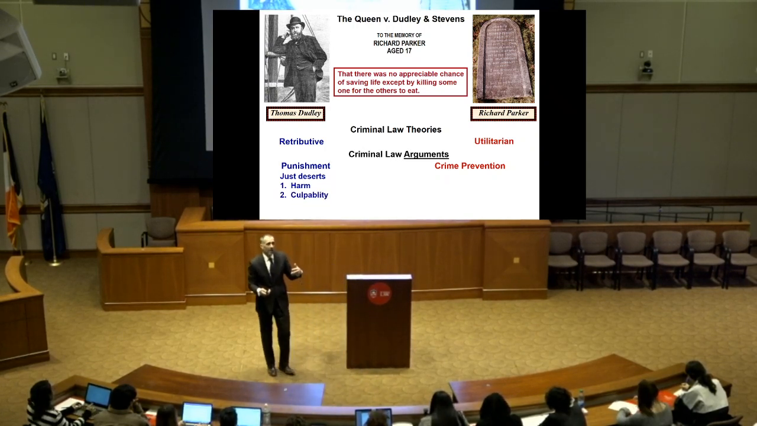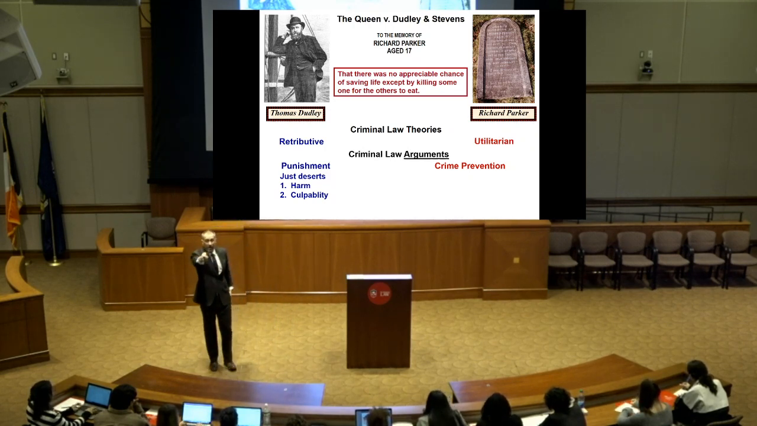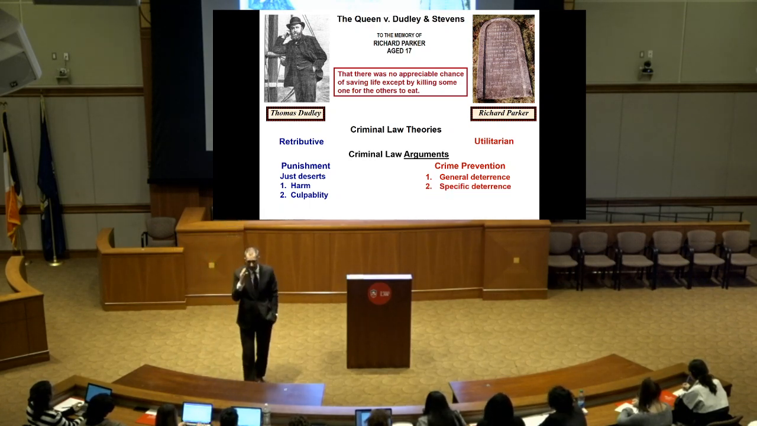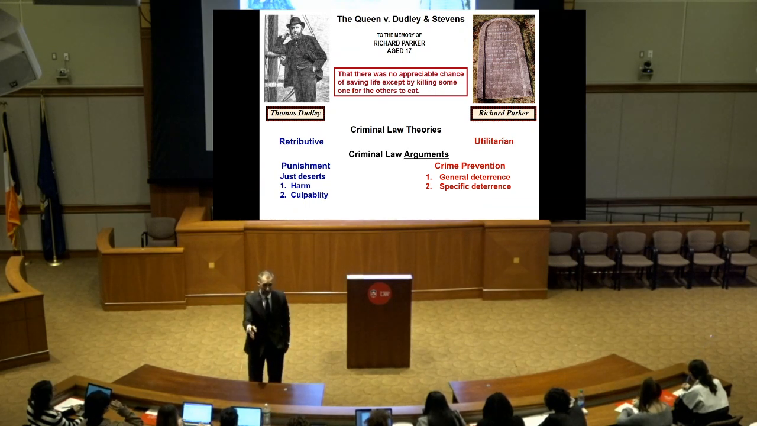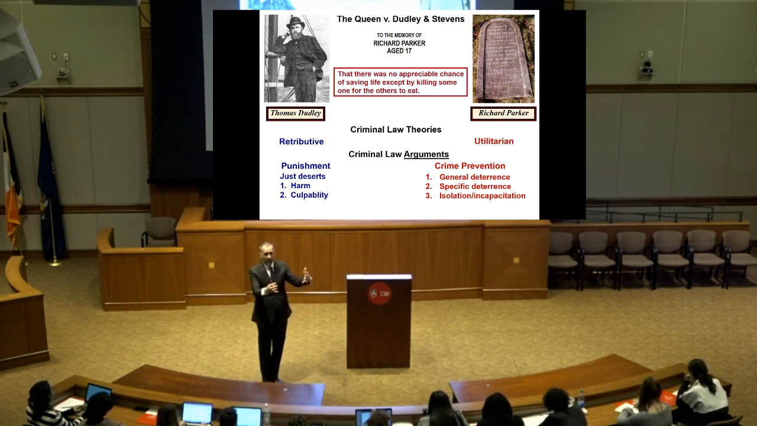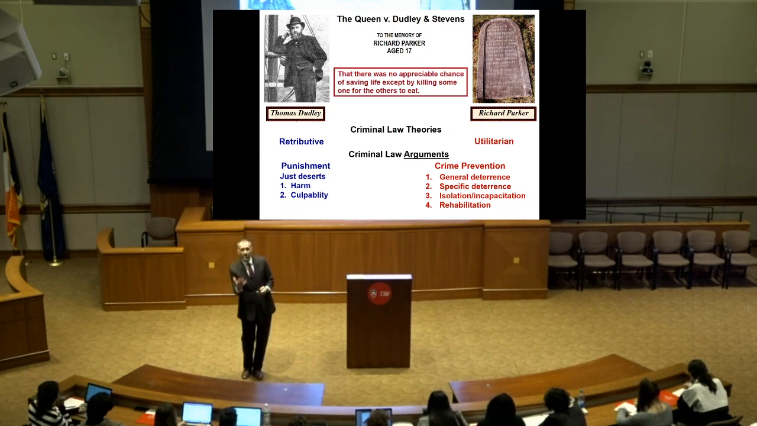Harm and culpability. On the utilitarian side, the arguments are much more consequentialist. They're about cost-benefit. They're about making the world better in the future, largely by preventing crime. We do that through general deterrence, punishing Dudley and Stephens to deter other people. In other cases, you might talk about specific deterrence, punishing this defendant to deter that defendant from committing the crime again. Sometimes we talk about incapacitation or isolation, locking the defendant up so he can't commit this crime. The death penalty would be the ultimate incapacitation. And sometimes rehabilitation, using the criminal justice system and punishment to teach the defendant so the defendant learns the lesson and doesn't commit the crime again.